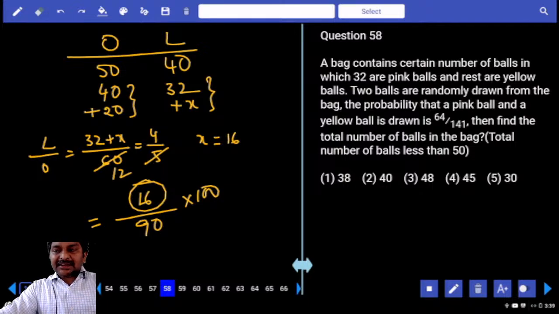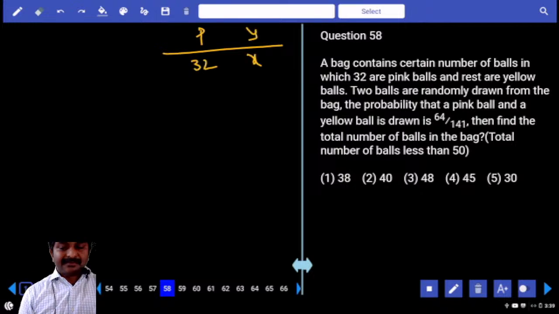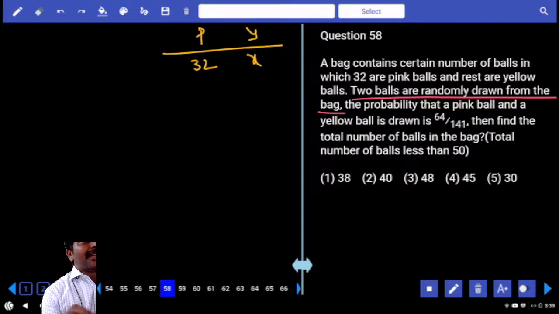A bag contains a certain number of balls, in which 32 are pink and the rest are yellow. So pink are 32, yellow we don't know, let it be x. Two balls are drawn at random from the bag. In the bag we have x plus 32 balls, and two balls drawn at random can be done in 32 plus x C 2 ways.